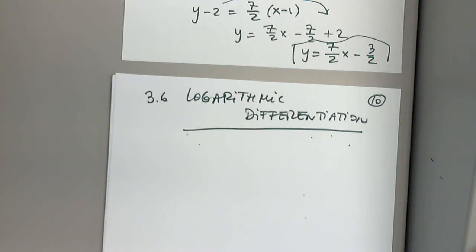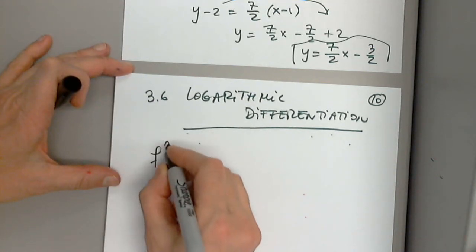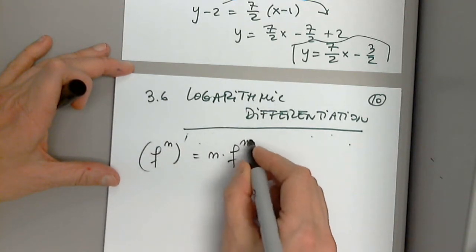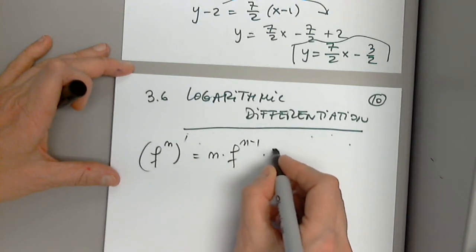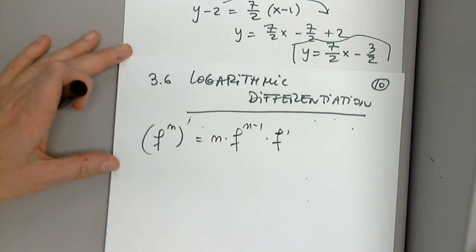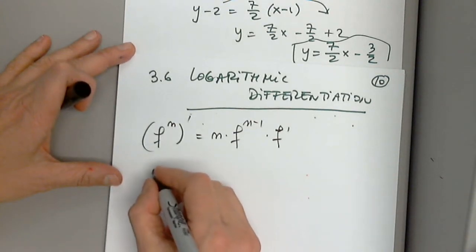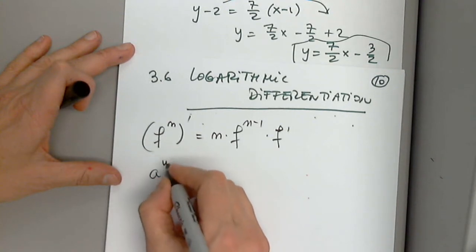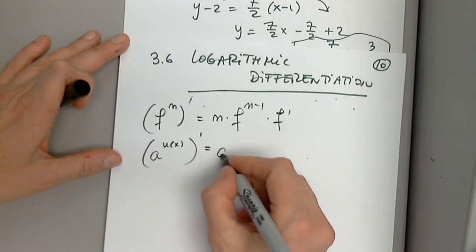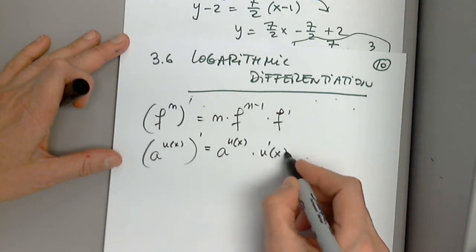Here is the reason why we need this. We know how to differentiate a function raised to a power, right? We know that this derivative is n times f to the n minus 1 times f prime. We also know how to differentiate a constant raised to a function, and that is a to the u times u prime times natural log of a.